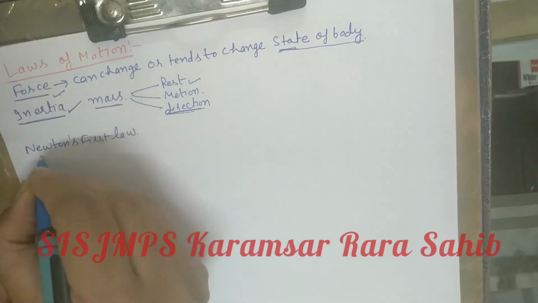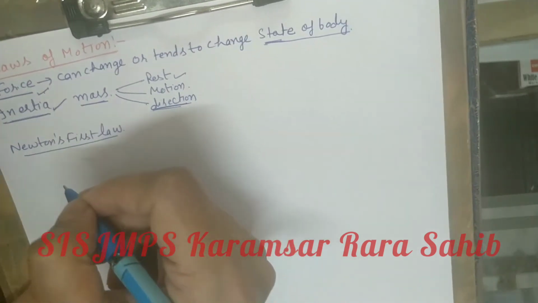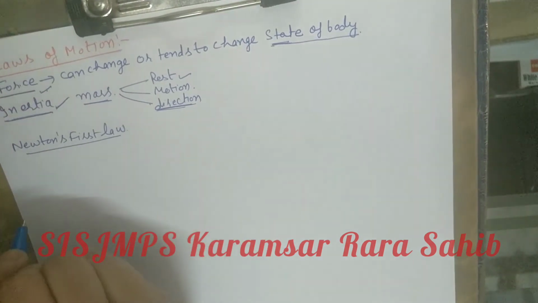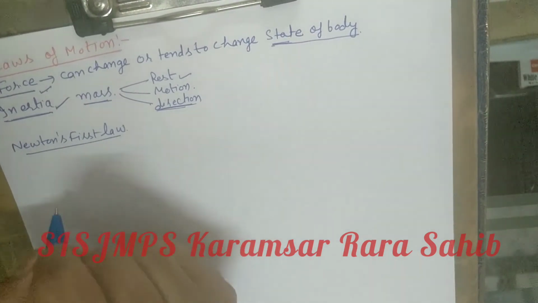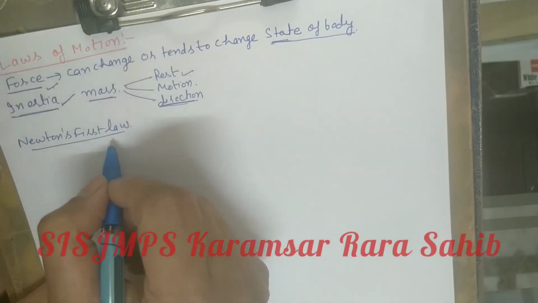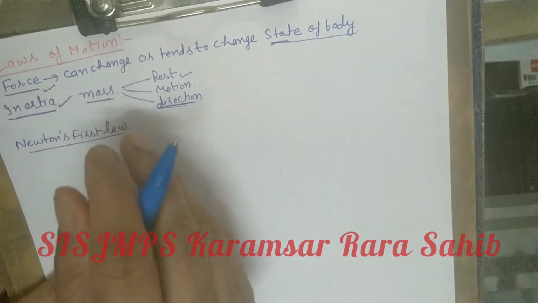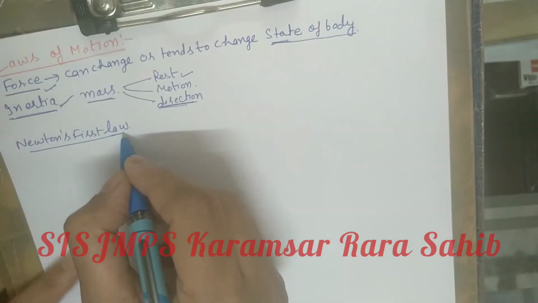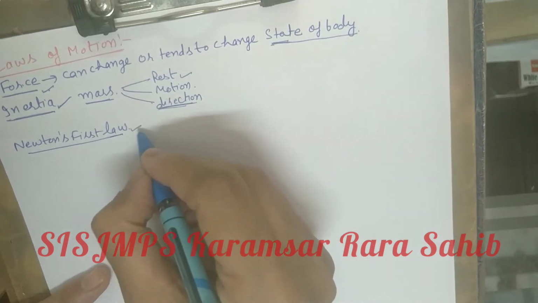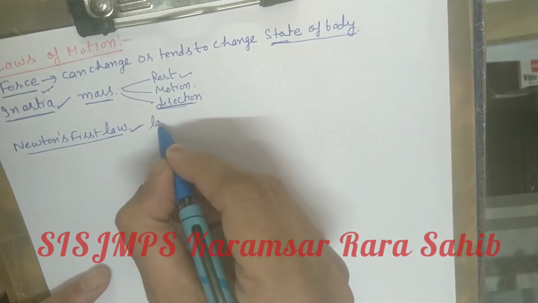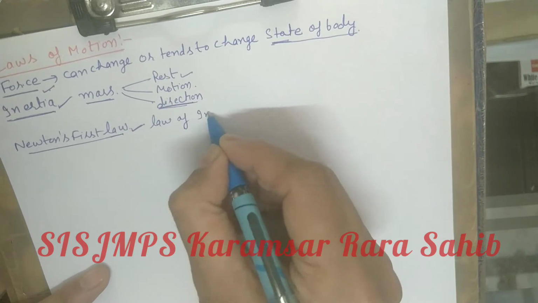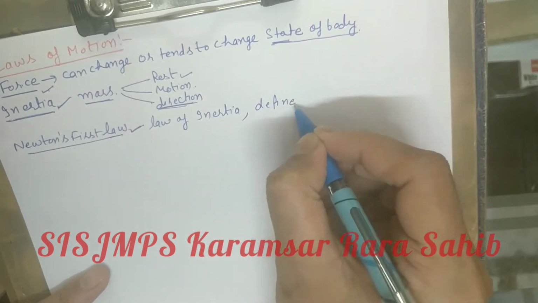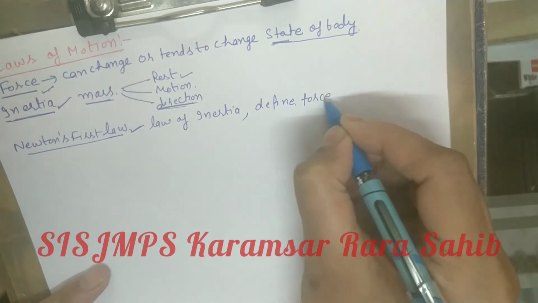Now firstly we define Newton's first law of motion. According to this law, a body cannot change its state of rest or motion until an external force is applied to change that state. Every body continues in the state of rest or motion until an external force is applied to change that state. So this law is also called the law of inertia, or this law defines the force. Newton's first law defines the force.